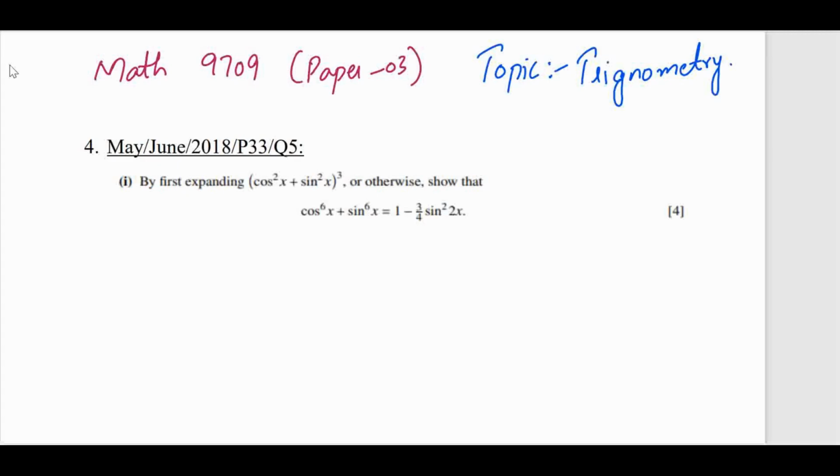Today we were going to discuss the October-November 2018 questions, but this is a question that most students asked in the comment section, a 2018 question from Paper 3, so we have to discuss it first. Now the question is: by expanding (cos square of x plus sin square of x) whole cube, or otherwise, show that the left hand side is equal to the right hand side. So let's move to the solution.